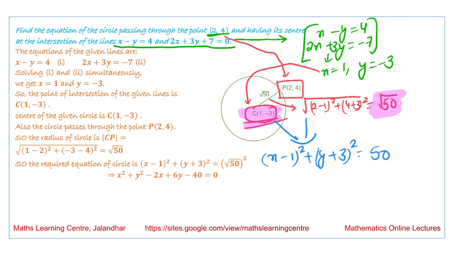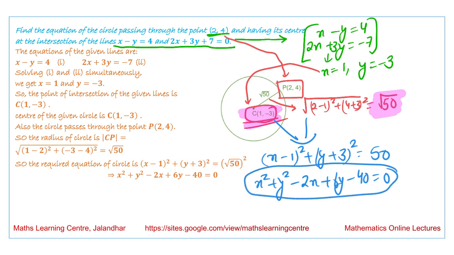And if we simplify these values, we obtain x square plus y square minus 2x plus 6y minus 40 is equal to 0. So this is the equation of the circle passing through the point (2, 4) and having the center at the point of intersection of these two lines.